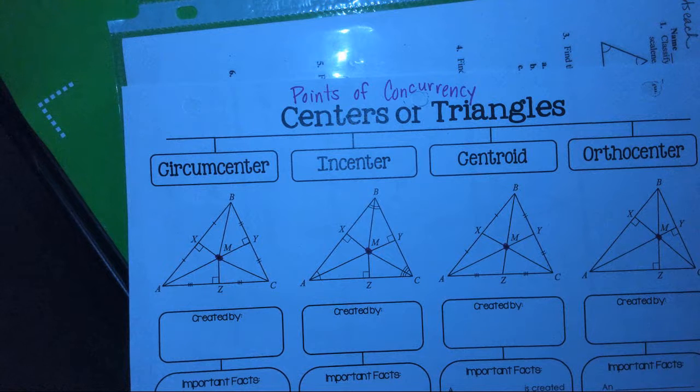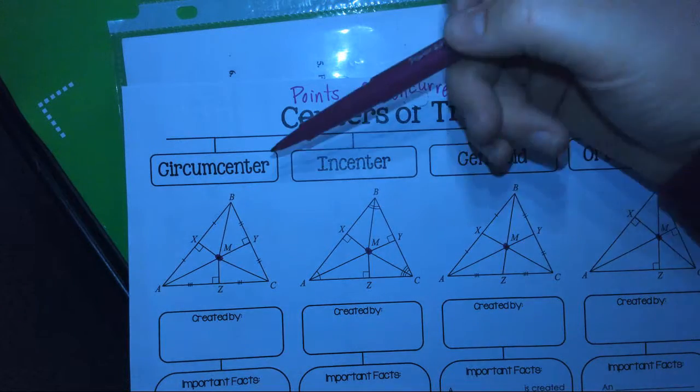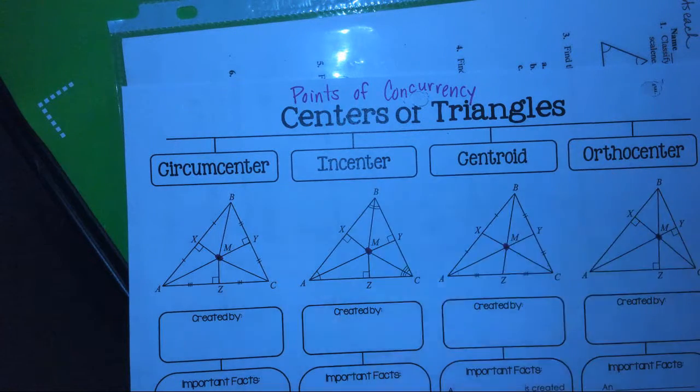Now, depending on how it was made, it has a more specific title. That's what we're about to talk about, like why it's called a circumcenter. This point of concurrency is called a circumcenter. This point of concurrency is called an incenter. This point of concurrency is called a centroid. This point of concurrency is called an orthocenter. There's a reason they're given those specific titles, and that's what we're going to discuss in the notes.